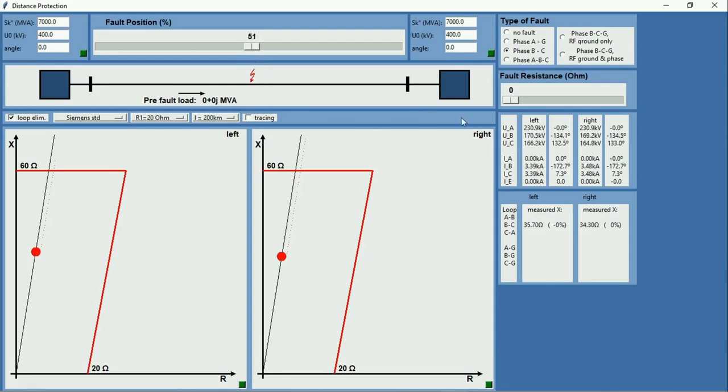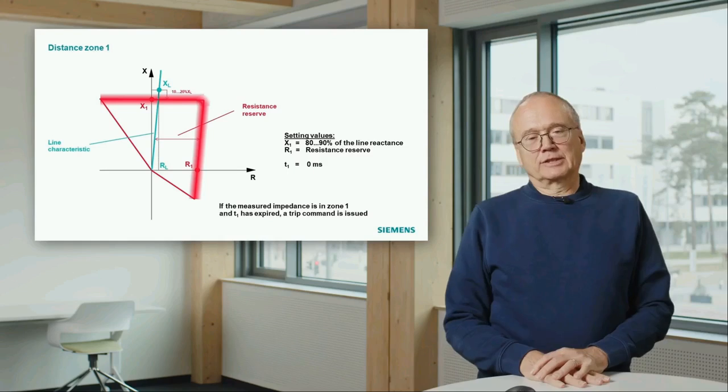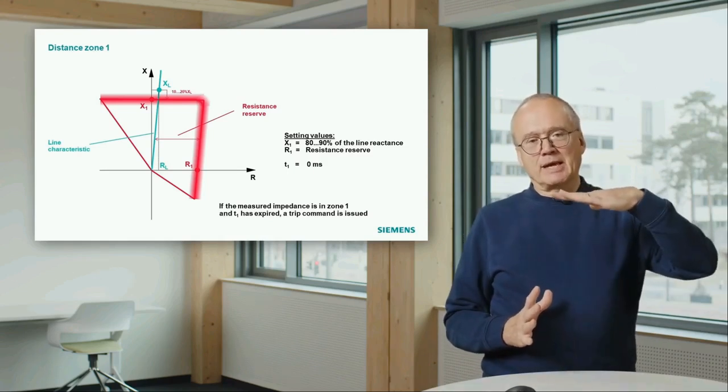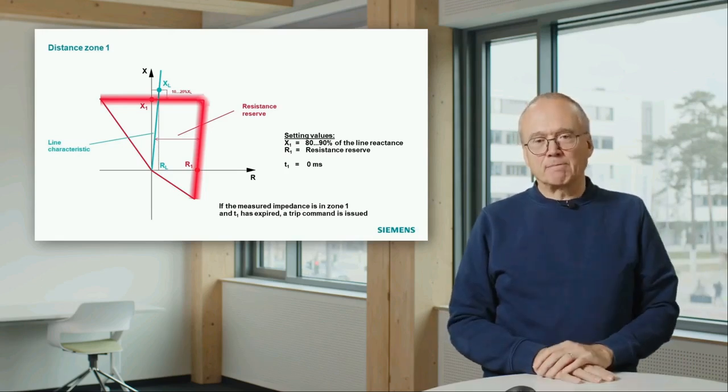What you can also see is that if you add some fault resistance, it moves out a little bit to the right, and we will discuss that a little bit later. So that was a look into the simulation. Up to now we had a look at the quadrilateral characteristic. That means we have a characteristic where we can make the reactive and the resistive setting independently.